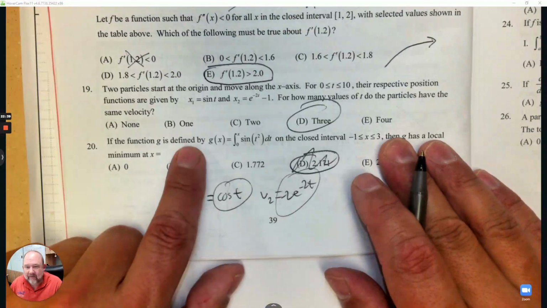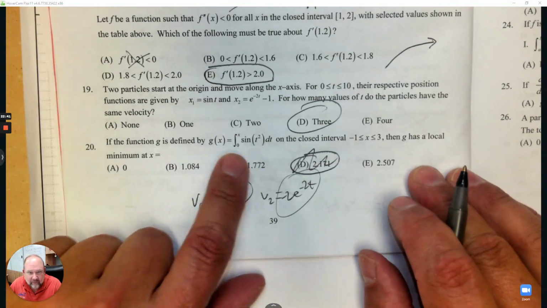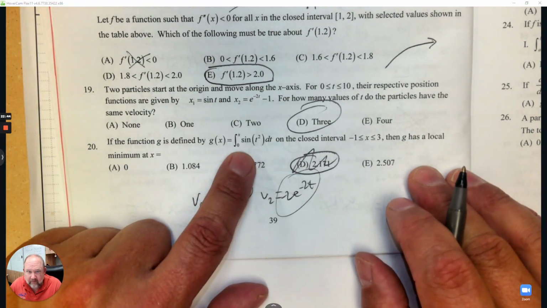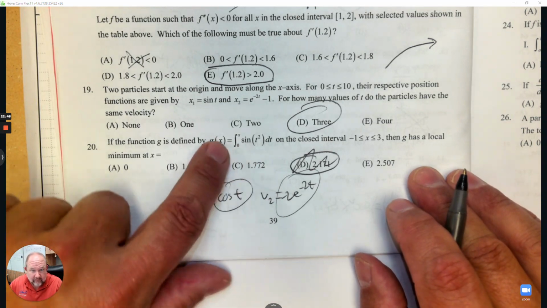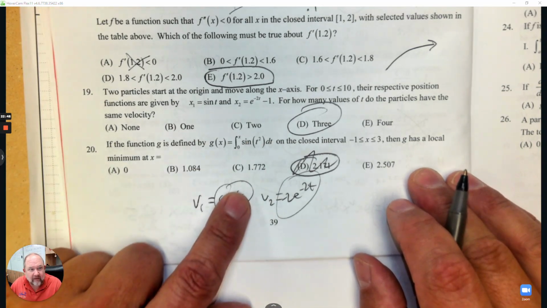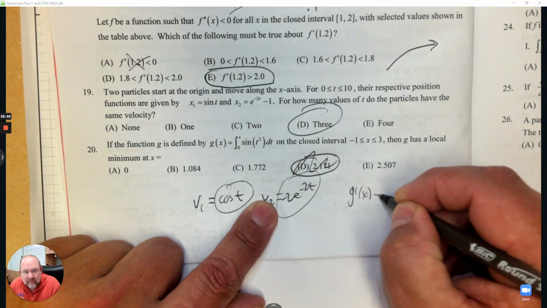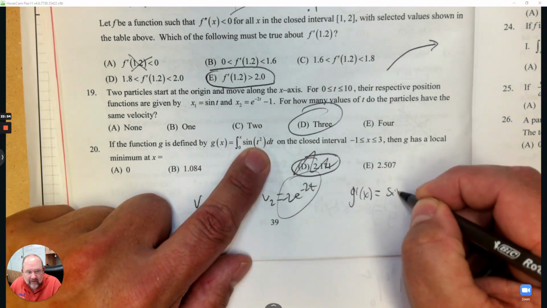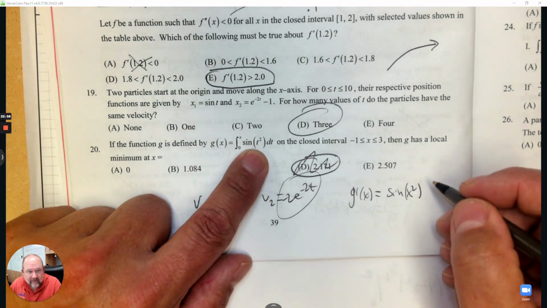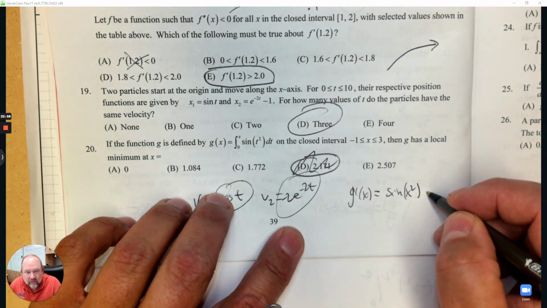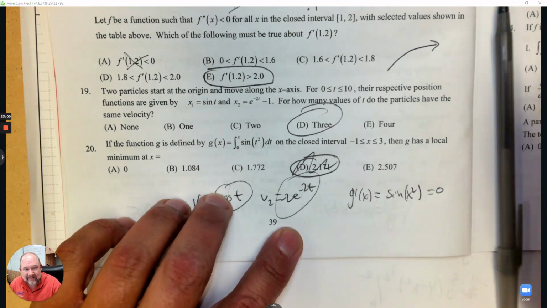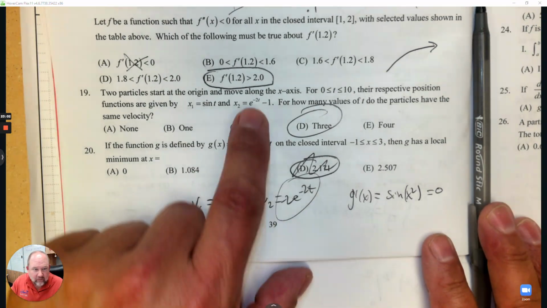Okay, now let's go to this one. So the function's defined like this. This already feels like the fundamental theorem of calculus. So if I take the derivative, they cross out, x gets plugged in. So g has a local minimum. So that means take the derivative. So just plug in. So it's sine x squared. That's it. And then make it equal to 0. And then see which one of these it goes above or below.